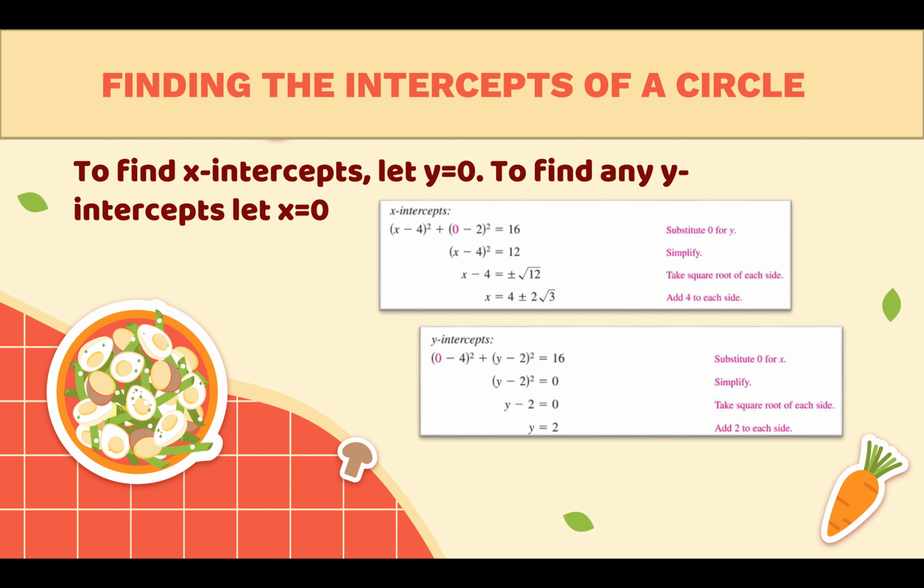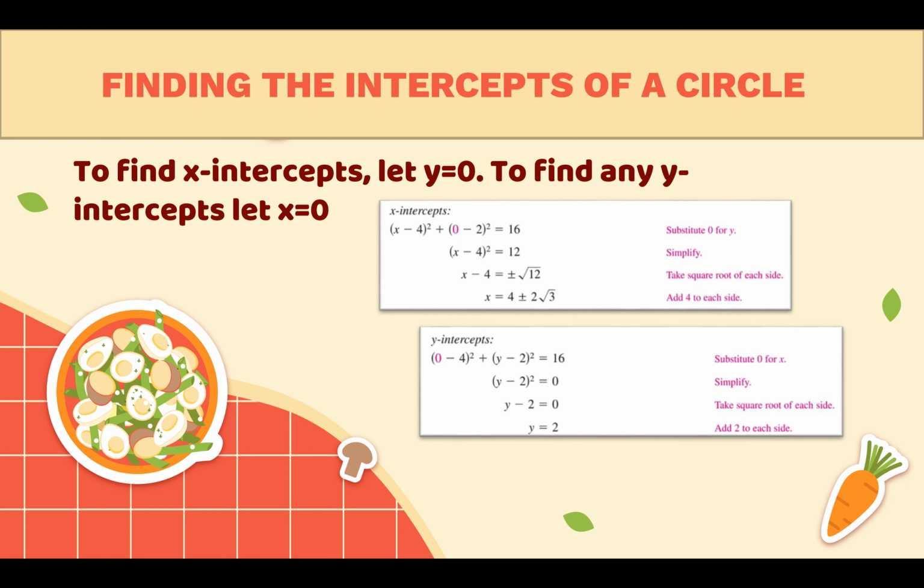So basically, to find the x-intercepts, you let y equal 0. You just want to take the equation and fill all the y values in as 0. And that's how you get the x-intercepts, right? To find any y-intercepts, you basically do the opposite. You let all x values in the equation equal 0, and then you solve it, and then you will get the y value.